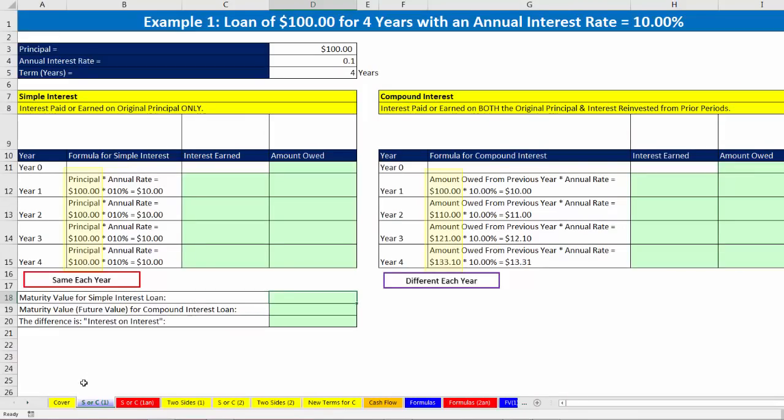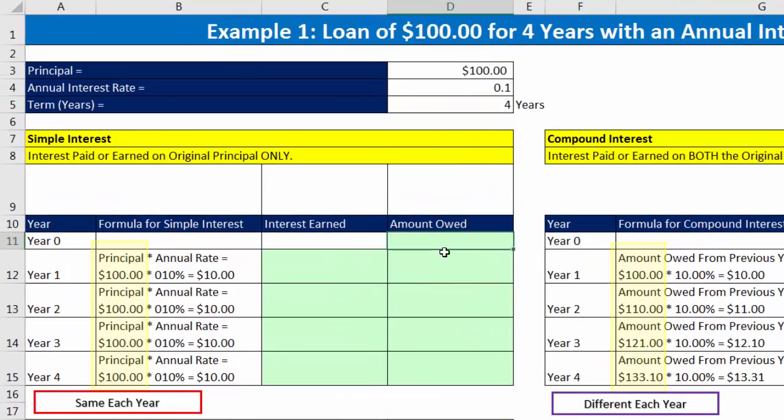Now over here in Excel, I'm on the sheet S or C, simple interest or compound interest. Here's the same loan. We borrow $100 for 4 years with an annual interest rate of 10%. There it is, our formula inputs, the principal, the annual interest rate, and the number of years. Simple interest, compound interest, we want to calculate the total owed at maturity date for both of these. Now the amount owed, I'm going to say equals that $100 because at time 0, that means the day we take out the loan, we owe $100. Now we get to year 1.